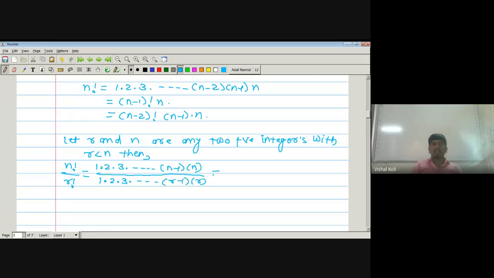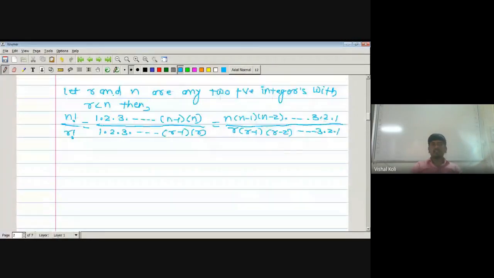This can also be written as n into n minus 1 into n minus 2 up to 3 into 2 into 1, divided by r into r minus 1 into r minus 2 up to 3 into 2 into 1. But as given, r is less than n and r is also a positive integer.